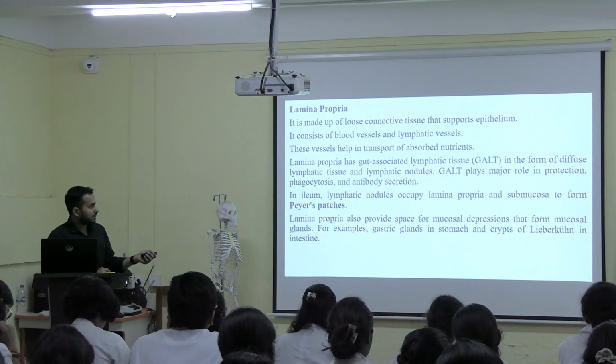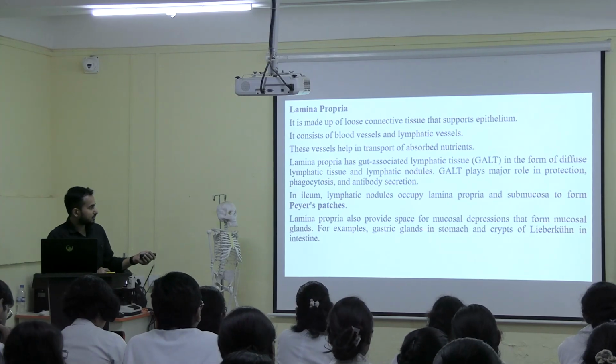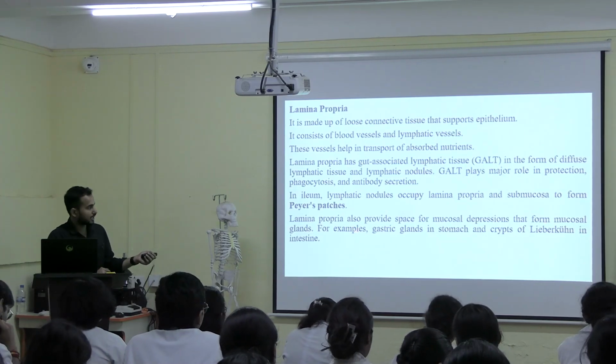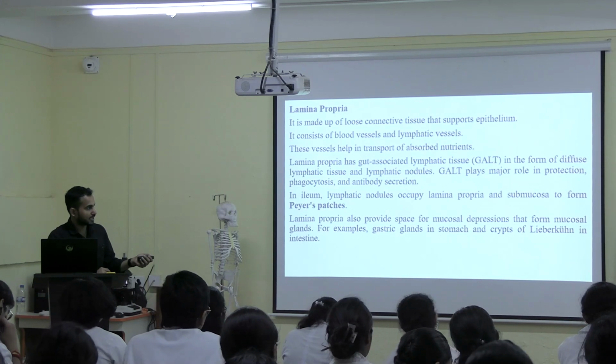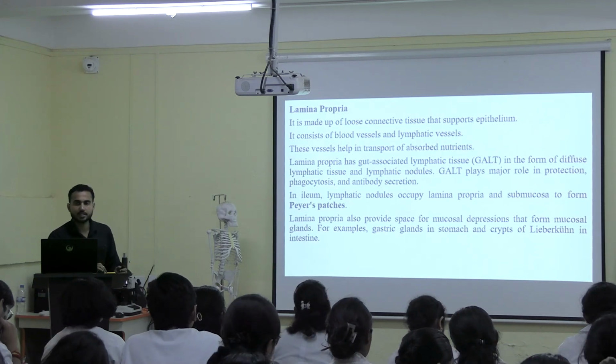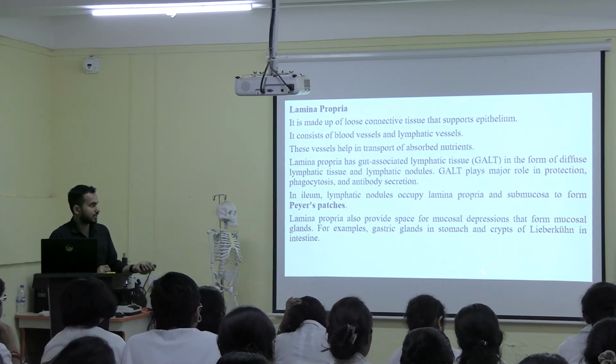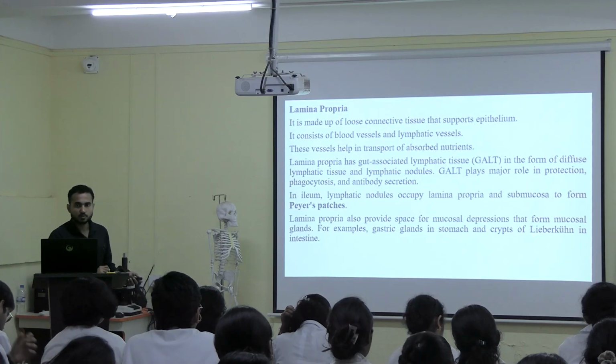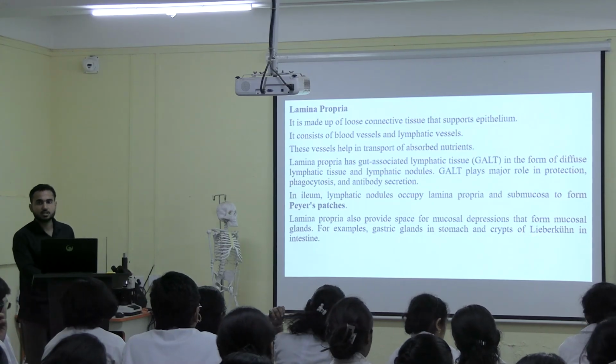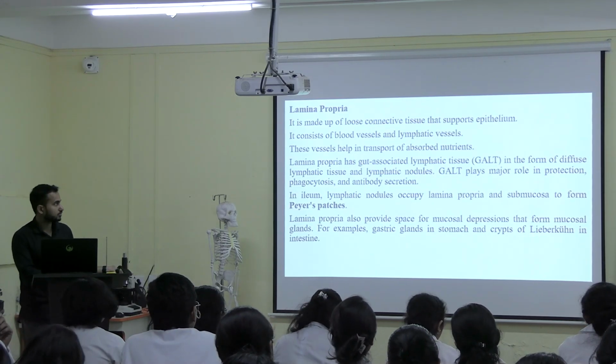Now, the lamina propria also provides mucosal depressions, which form the glands. In the stomach, these are called gastric glands. In the intestine, they are called crypts of Lieberkühn. These are some specialities of the lamina propria.